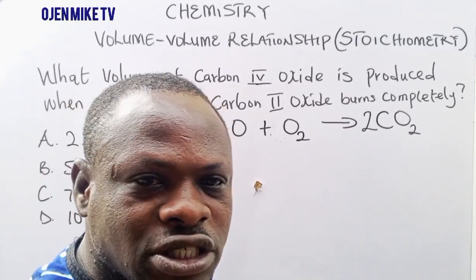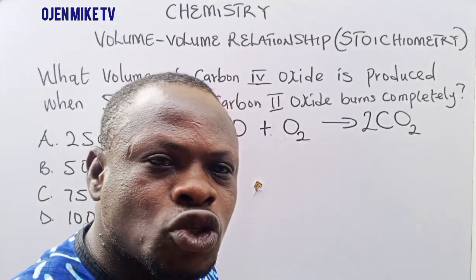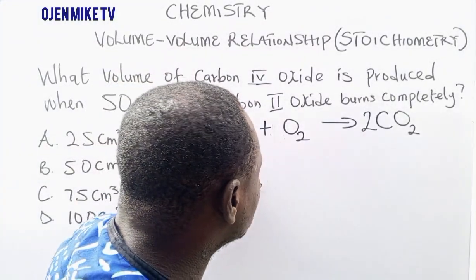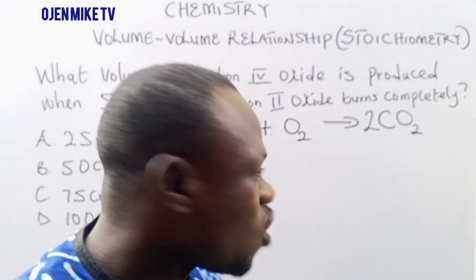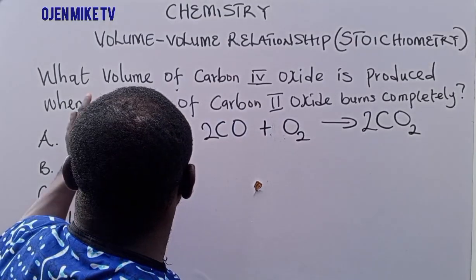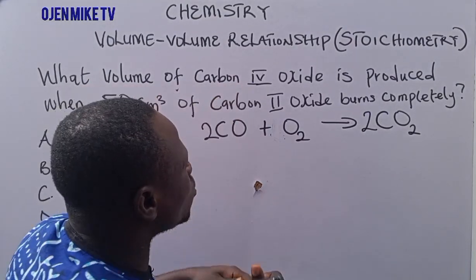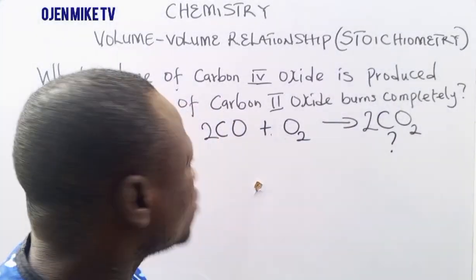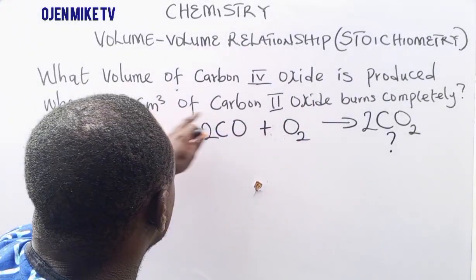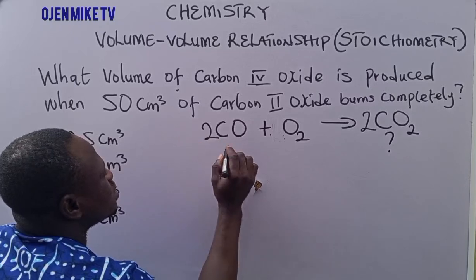Remember, stoichiometry has to do with the quantitative relationship between reactant and product in a given balanced chemical equation. Now, we are asked the volume of carbon dioxide, given that we have 50 cm³ of carbon monoxide. Look at it here, 50 cm³.